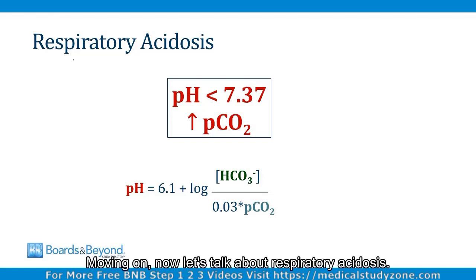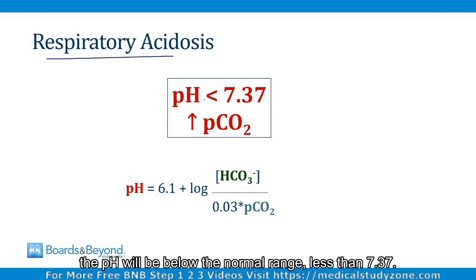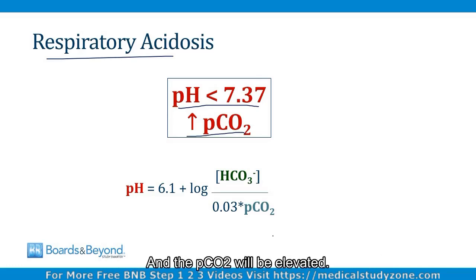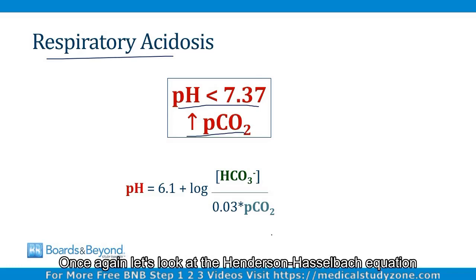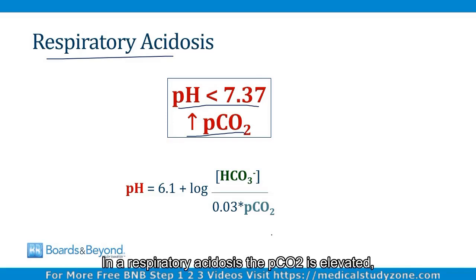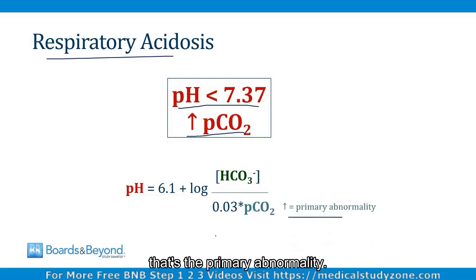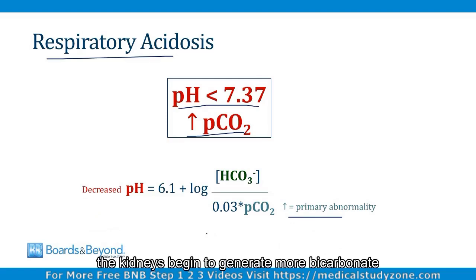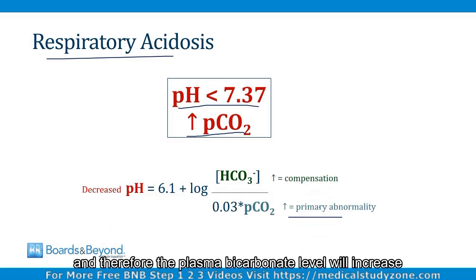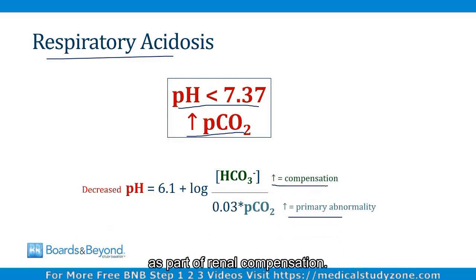Moving on, now let's talk about respiratory acidosis. So in respiratory acidosis, the pH will be below the normal range, less than 7.37, and the PCO2 will be elevated. Once again, let's look at the Henderson-Hasselbalch equation at the bottom of the screen. In a respiratory acidosis, the PCO2 is elevated. That's the primary abnormality. This causes the pH to fall, and in response, the kidneys begin to generate more bicarbonate, and therefore the plasma bicarbonate level will increase as part of renal compensation.